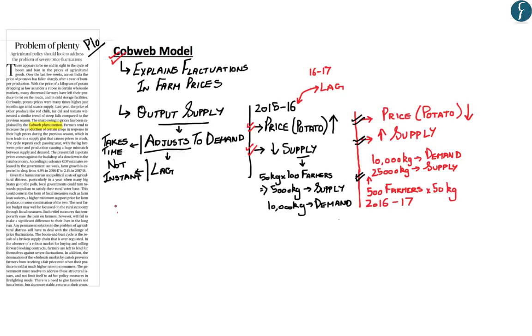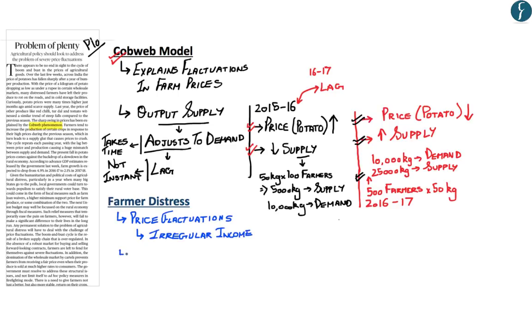Now based upon this cobweb phenomena, let us understand the reasons for farmer distress. Now according to the author, the farmer distress is due to the price fluctuations that occur due to the cobweb phenomenon. And because of this price fluctuation, the income of the farmers remains irregular.